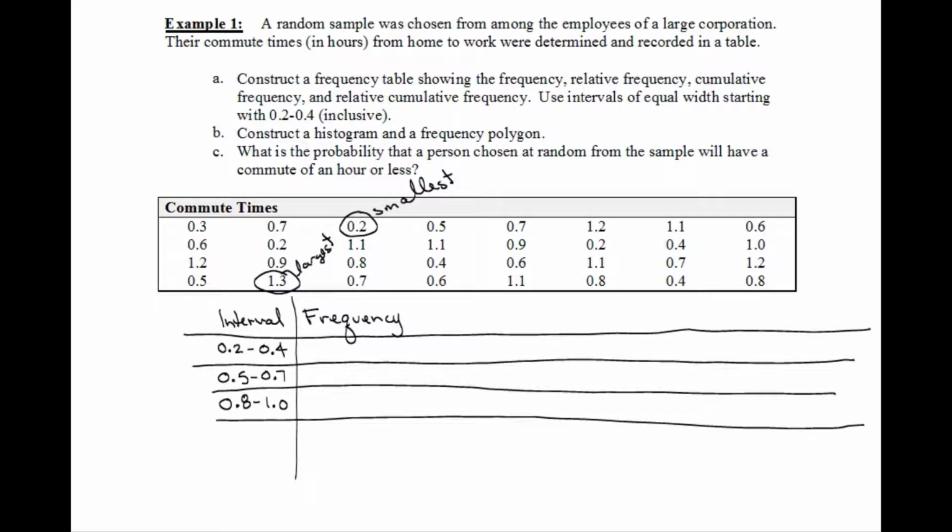That means we're not done yet. We're going to jump to 1.1 equal width, so we're going to go up to 1.3, and that will include it, and so that will be our last category.